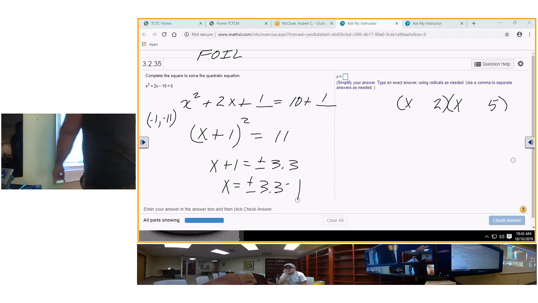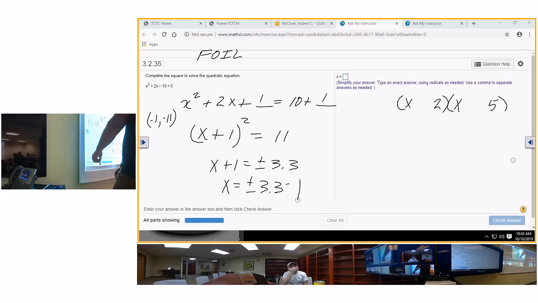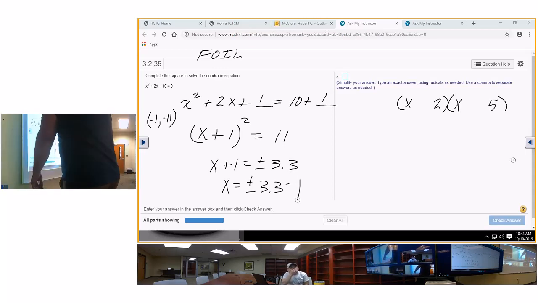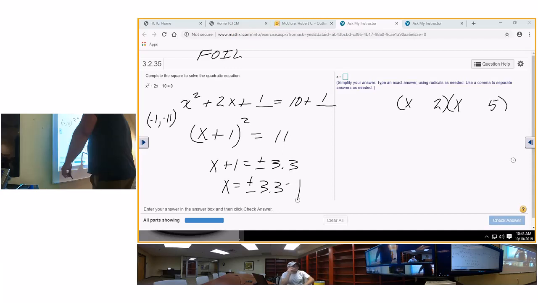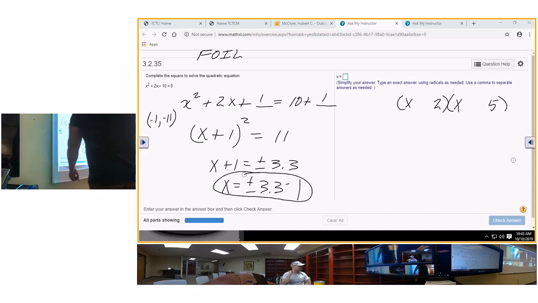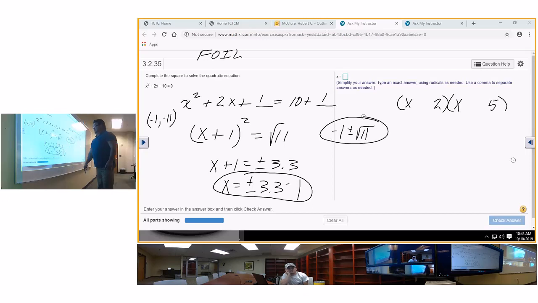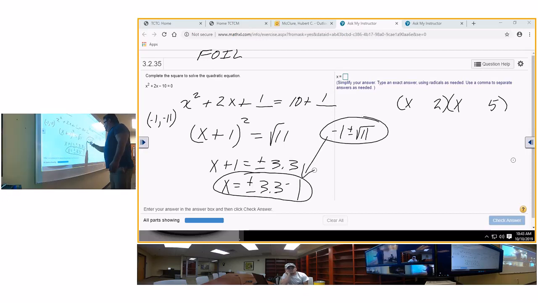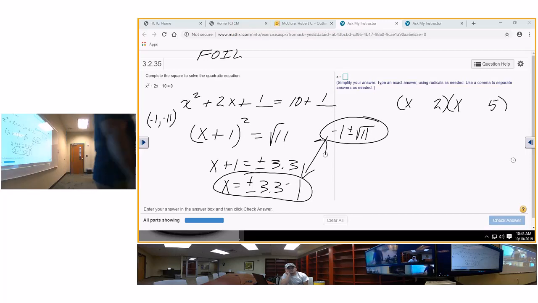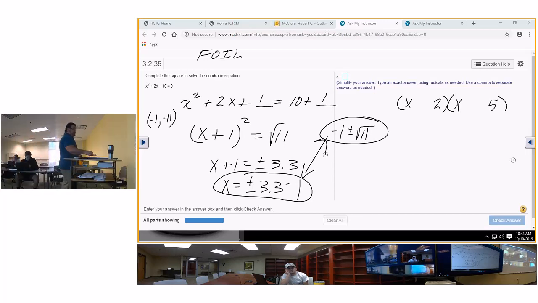Now you need to go, what does the direction say? Use a radical. Okay. Well, this is what your answer is if you don't use a radical. If you do use a radical, it's going to be -1 plus or minus the square root of 11. But since they asked for a radical, you have to type it in as a radical.